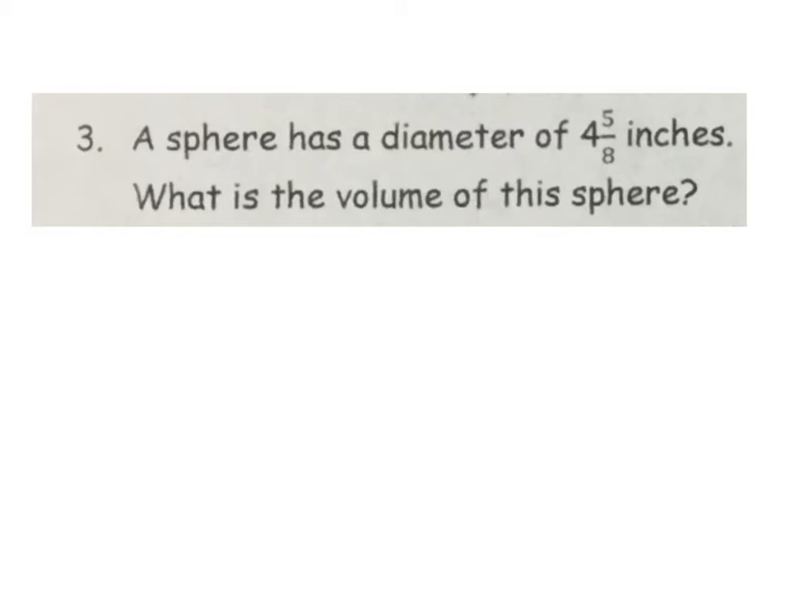Number 3 says a sphere has a diameter of 4 5/8 inches. What is the volume of this sphere? So we're looking for volume. Right off the bat, I'm going to change 4 5/8 to a decimal, 4.625. It's a sphere, and that's the diameter, so we're going to have to divide that by 2 to get the radius.